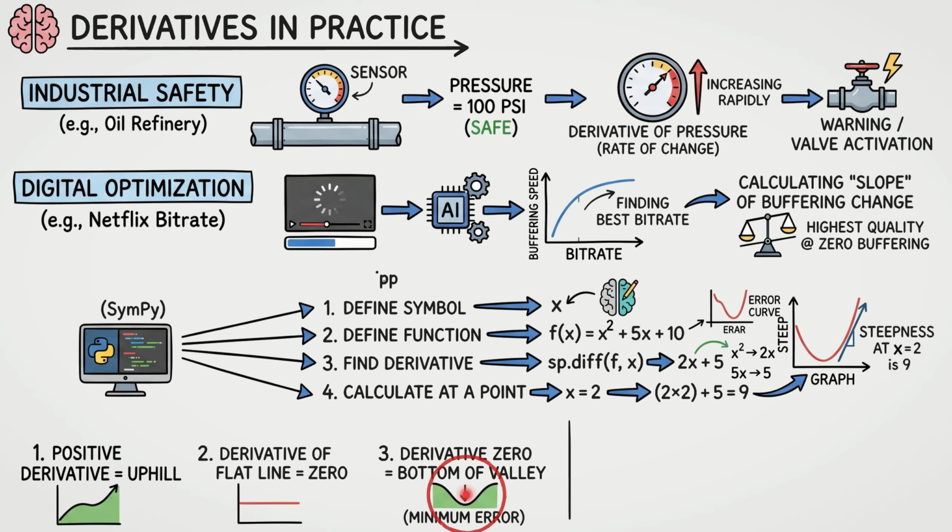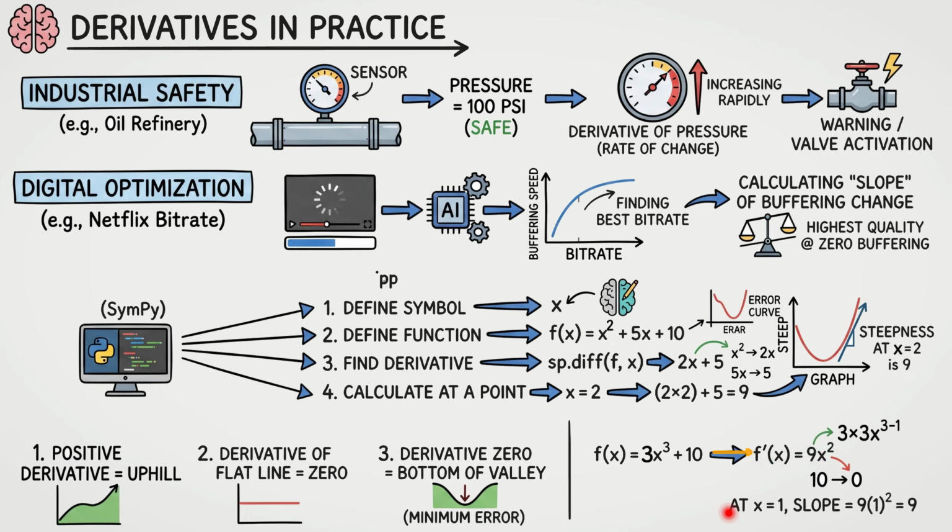Let's try one final practice problem. Take the function f of x equals 3x cubed plus 10. To find the derivative, we use the power rule. The 3 comes down to multiply the 3 in front, giving us 9, and the exponent decreases by 1. The constant 10 disappears because it has no rate of change. This gives us a derivative of 9x squared. If we want to find the slope when x equals 1, we plug that in, resulting in a slope of 9.